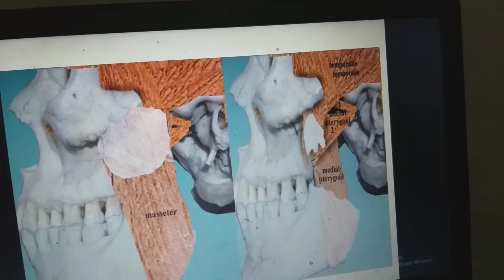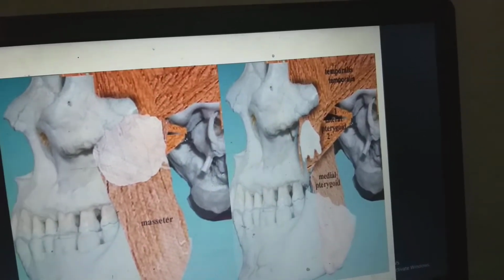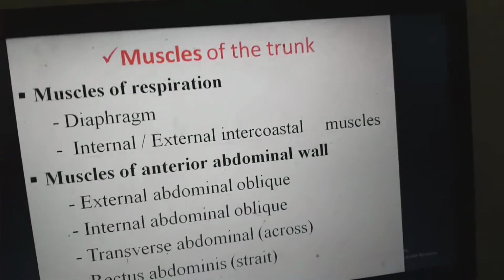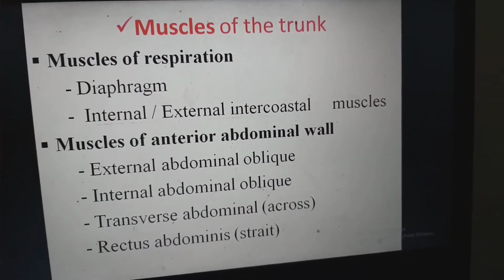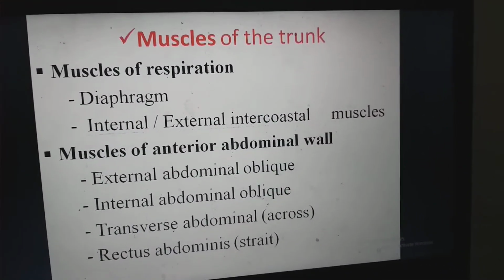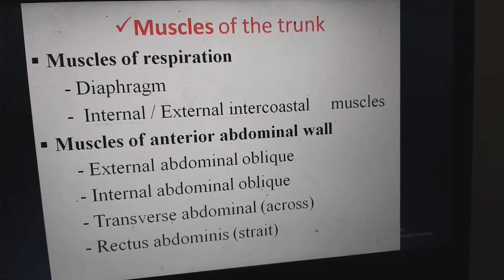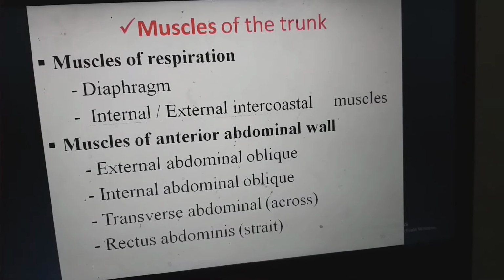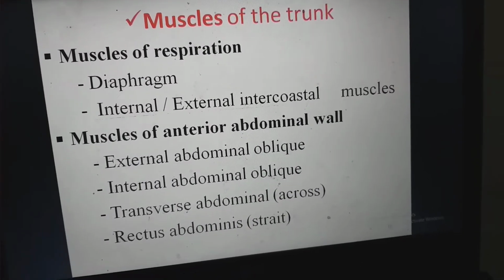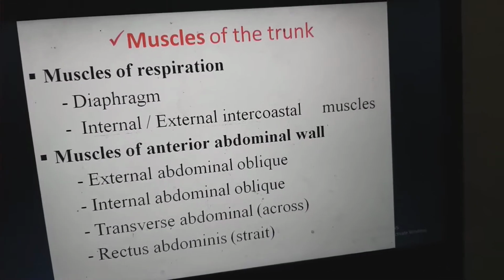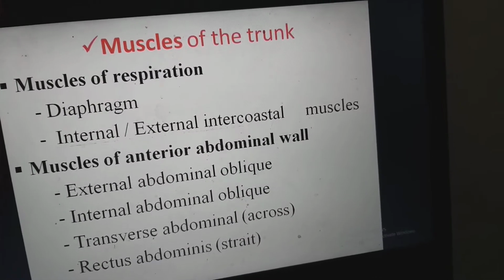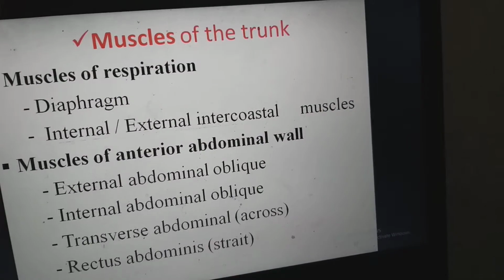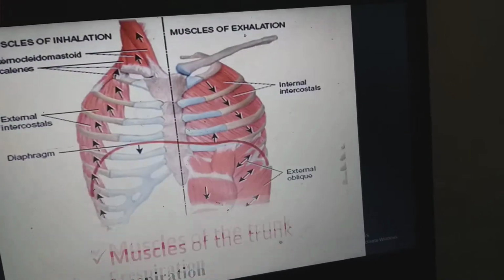Of the four muscles, only one depresses the mandible. All the others elevate the mandible, or move it upward. The others are muscles of the trunk, like muscles of respiration: diaphragm, internal and external intercostal muscles. The other group is the muscles of the anterior abdominal wall: external abdominal oblique, internal abdominal oblique, transverse abdominis, rectus abdominis. These are named based on their direction. Some move obliquely, some cross horizontally, some are straight.